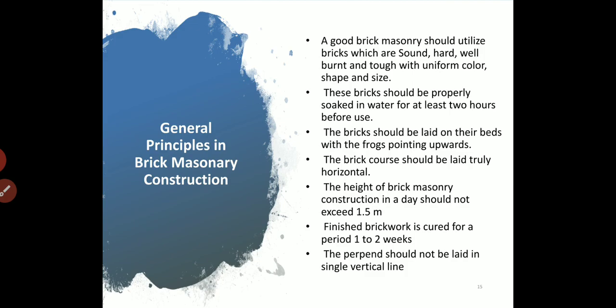And when we use a brick in construction, always remember that the frog should be facing upward. Bricks have a frog, and that frog should face the upward direction. The next criterion in brick masonry construction is to always lay the brick with its frog facing upward. The mortar should completely cover the bed and sides of the bricks. Remember that the mortar should completely cover the bed, that means the upper part, and also the sides of the brick.